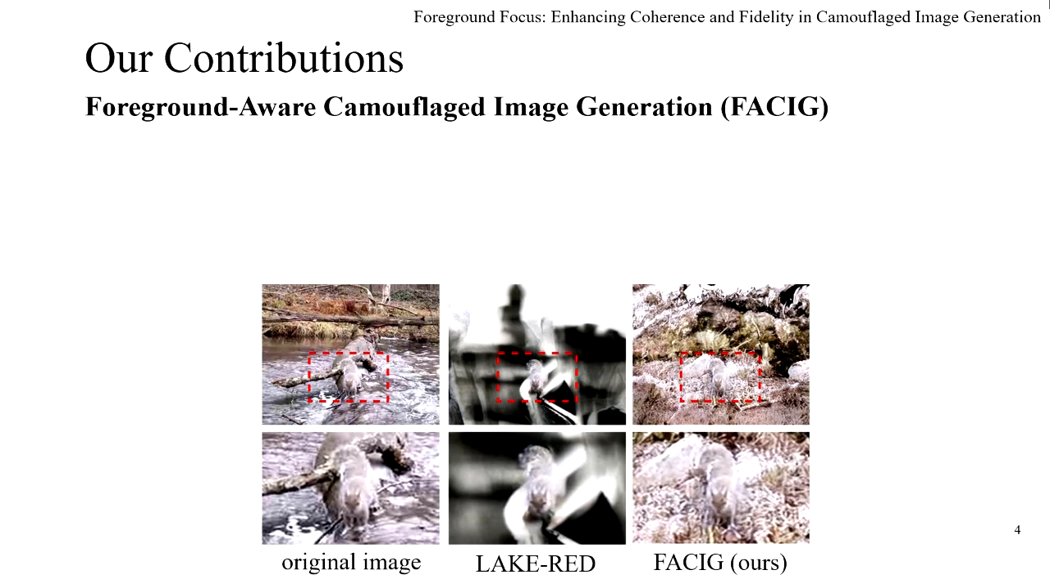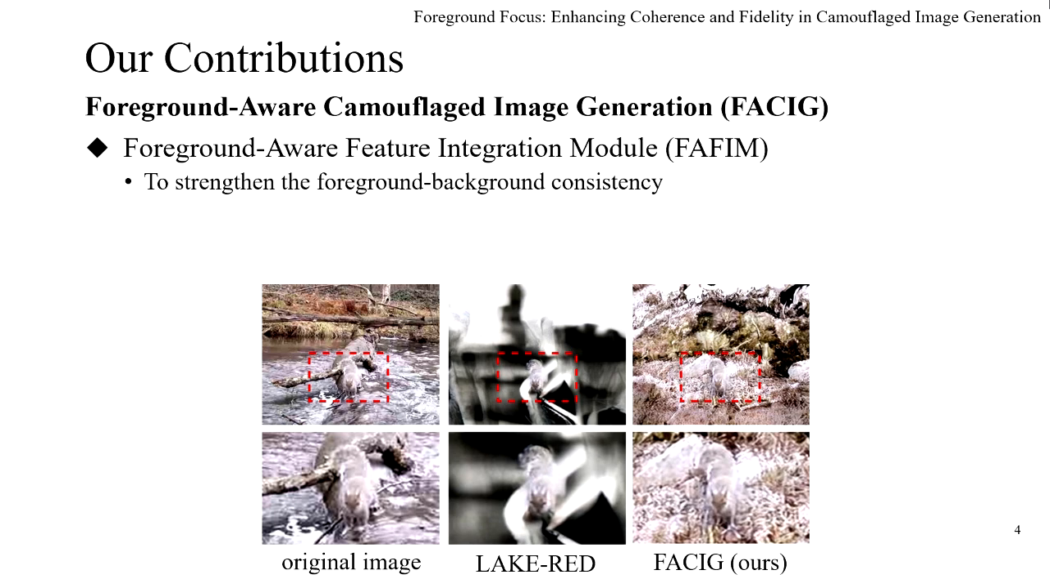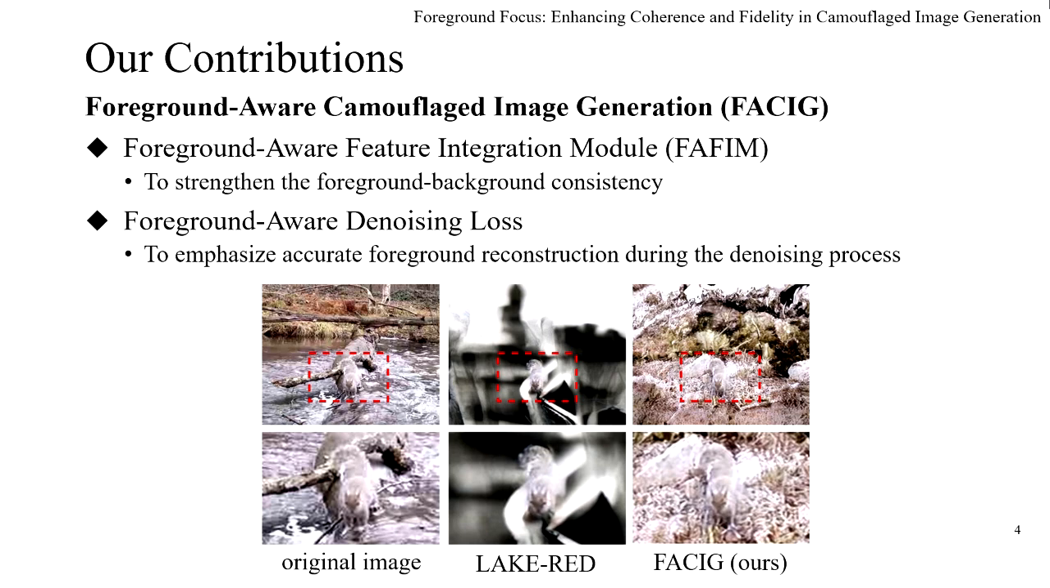To address these two issues, we propose a method called FOSIG. First, we design a module called the Foreground Aware Feature Integration Module, or FFIM, to enhance the foreground-background consistency. Second, we revise the original denoising loss used in the LDM, and propose a new foreground-aware denoising loss to better preserve the foreground fidelity during generation.